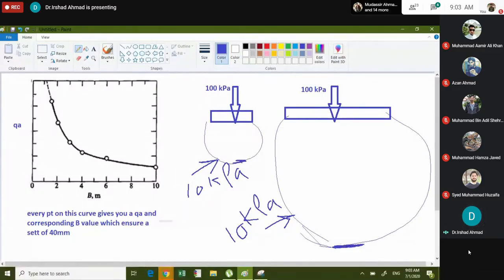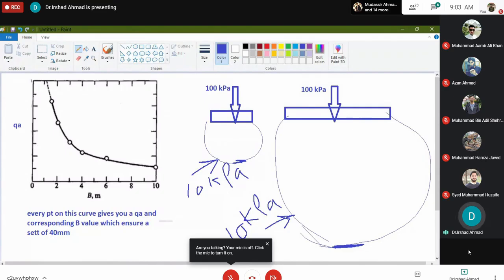You can imagine how deep the stresses of the same intensity have penetrated in a foundation which has a larger width. So which foundation do you think would settle more? Definitely this foundation would settle more, because there are more layers. There is a big thick layer that has come under the same stress change. So delta here would be more.